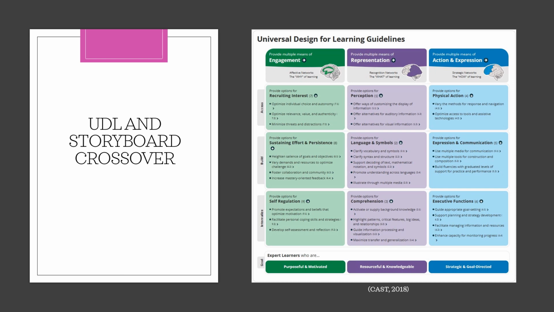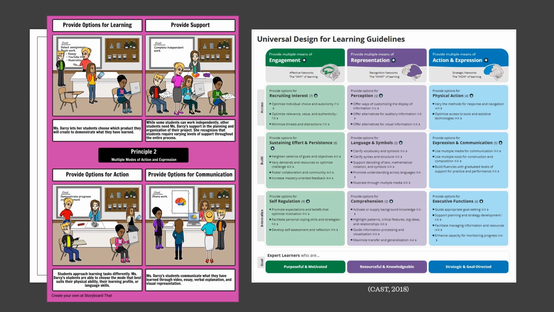Now, let's take a look at a specific example using a storyboard. So this is a little bit of, maybe storyboardception. We're going to put a storyboard within the storyboard and talk about UDL. So we now have our matrix on the right-hand side, and we have a storyboard on the left-hand side. All of these look at multiple modes of action and expression. So providing options for learning, it gives a visual, and then it also tells the text of what is happening.